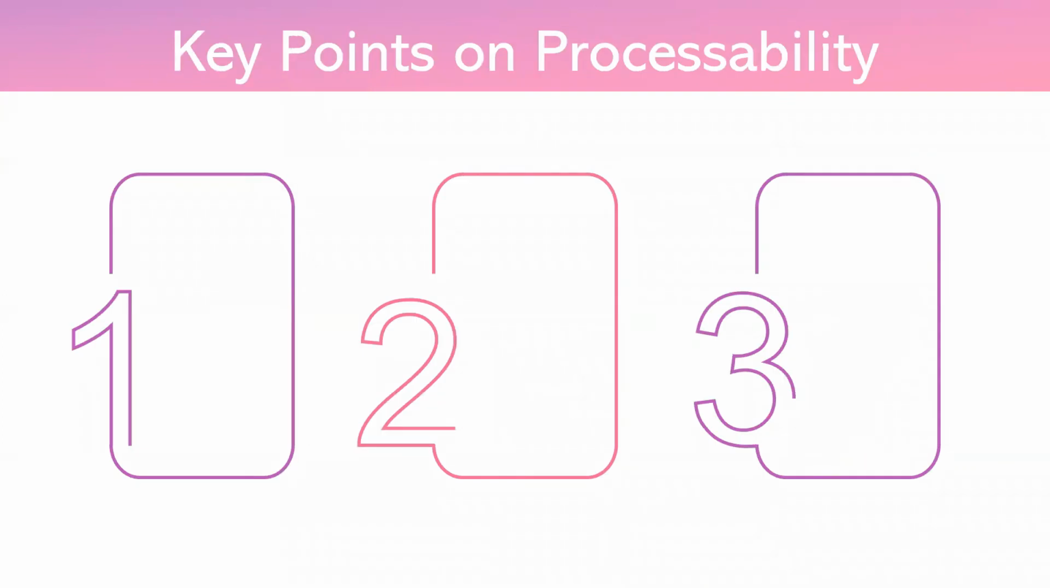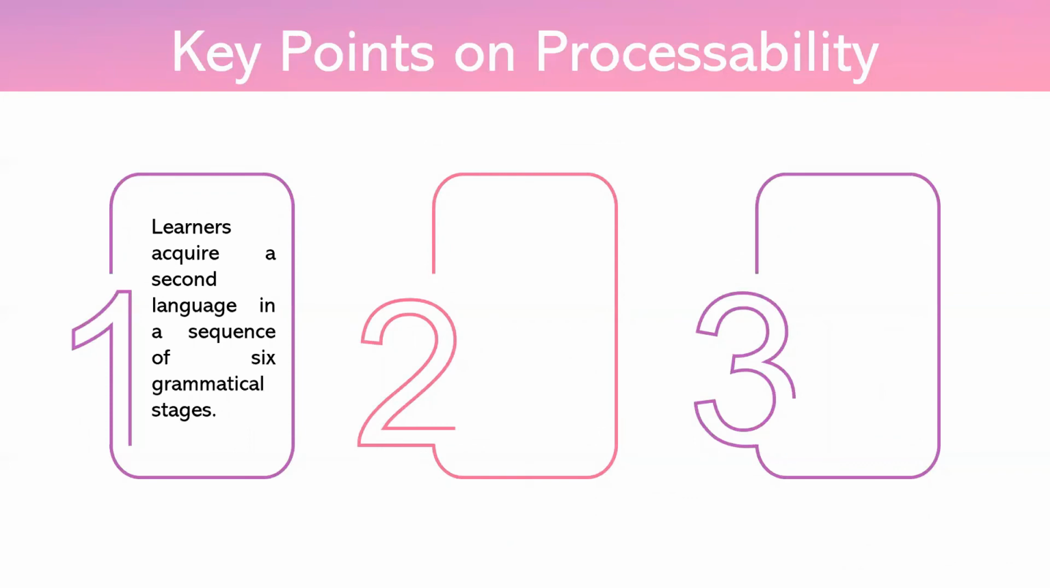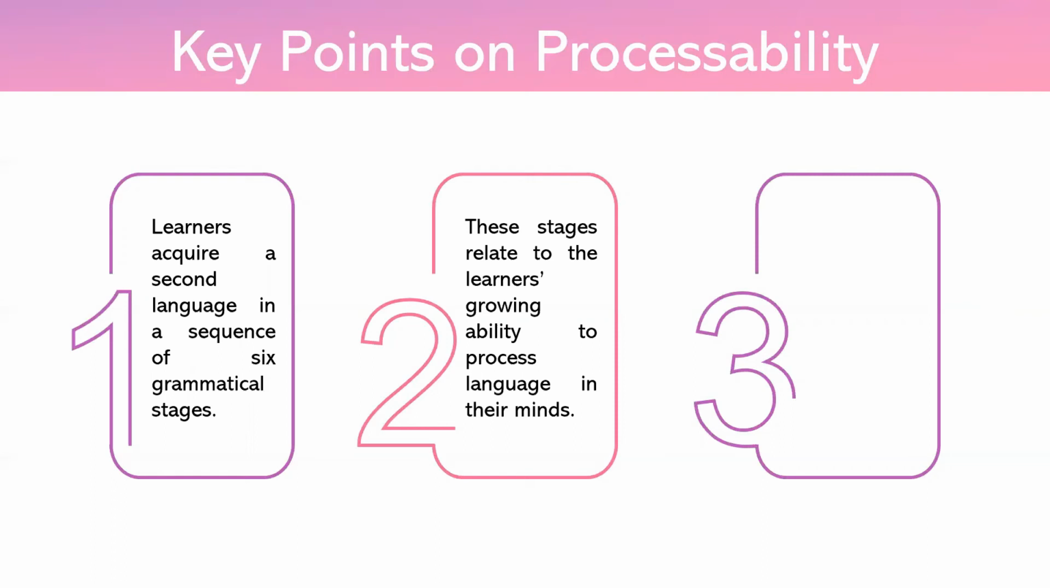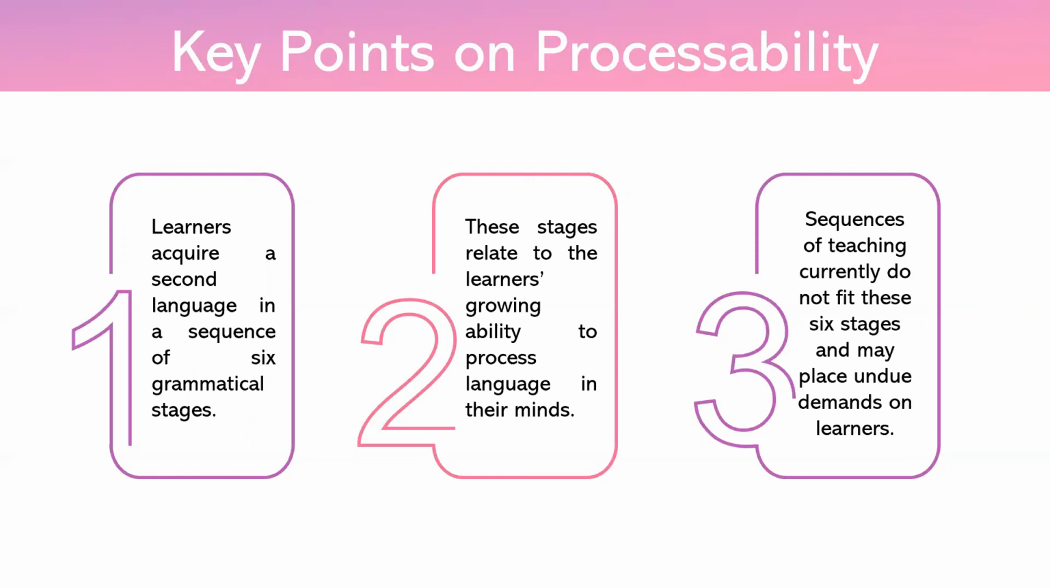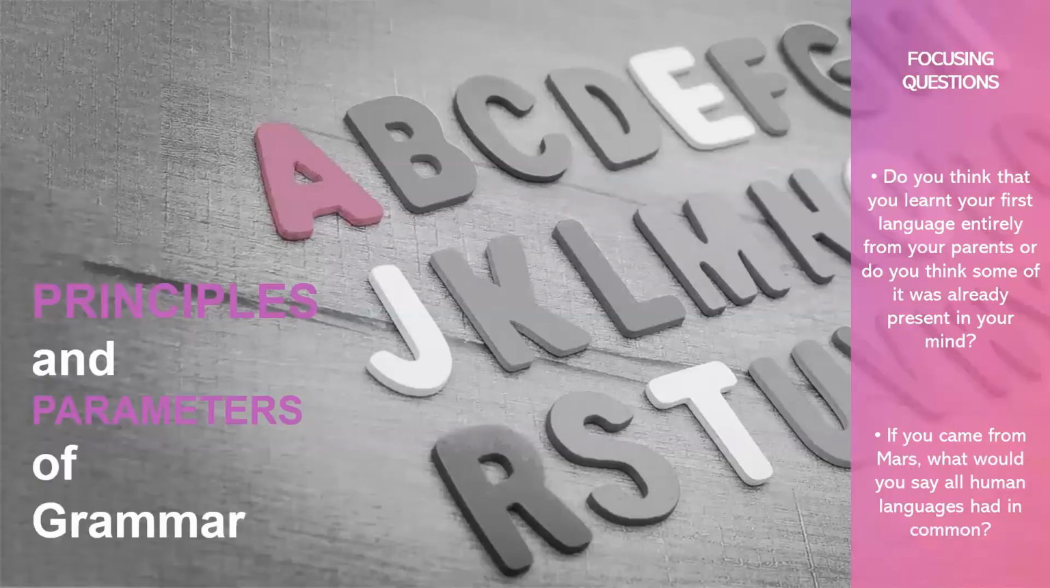Key points on processability. Learners acquire a second language in a sequence of 6 grammatical stages. These stages relate to the learner's growing ability to process language in their minds. Sequences of teaching currently do not fit these 6 stages and may place undue demands on learners.